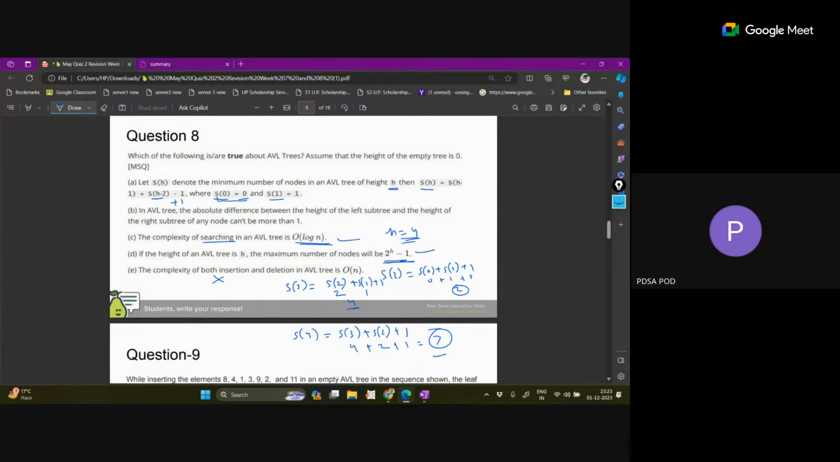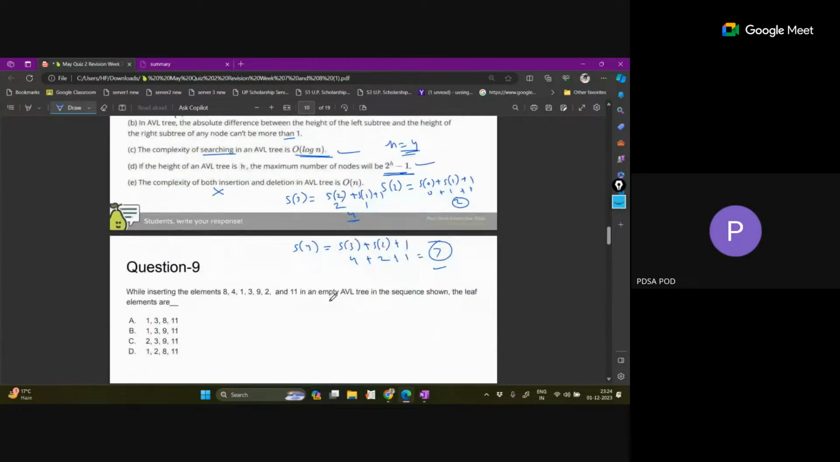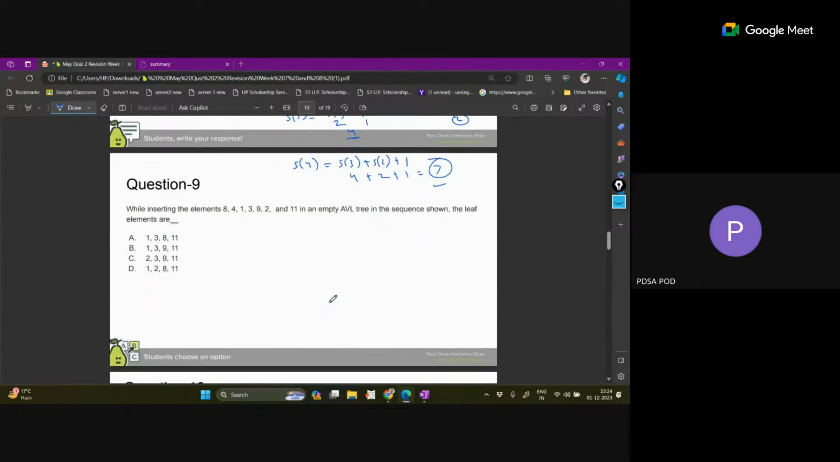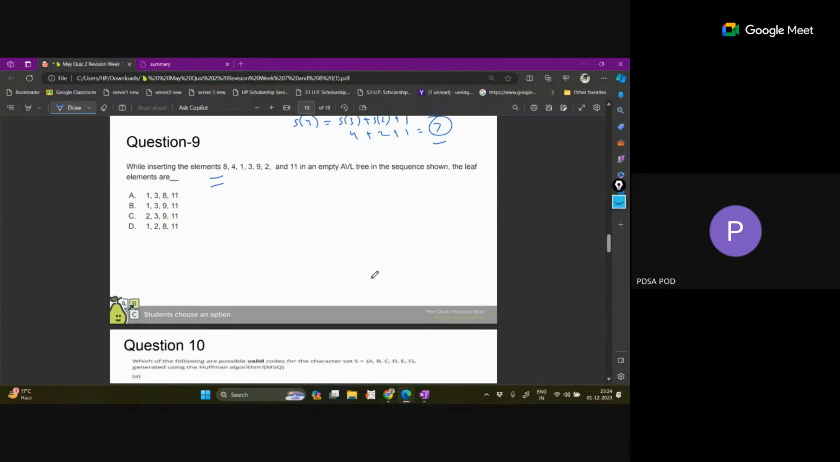And this is the balance factor. In an AVL tree, the absolute difference between the height of the left subtree and the right subtree of any node can't be more than 1. Yeah, this is correct. So just remember the AVL tree property which we have followed in the questions. I hope you can do some sequences given, create the AVL tree for this.